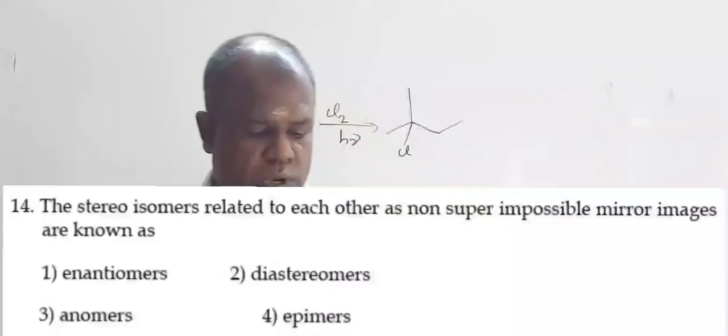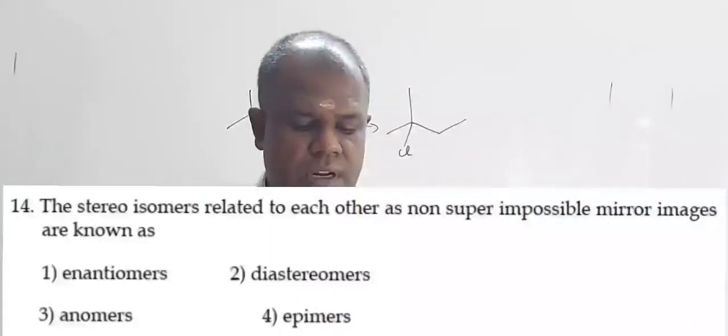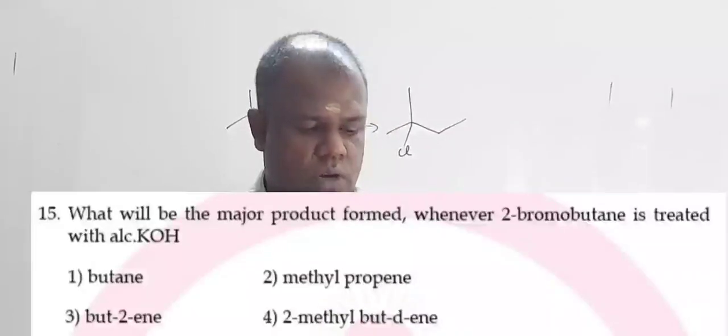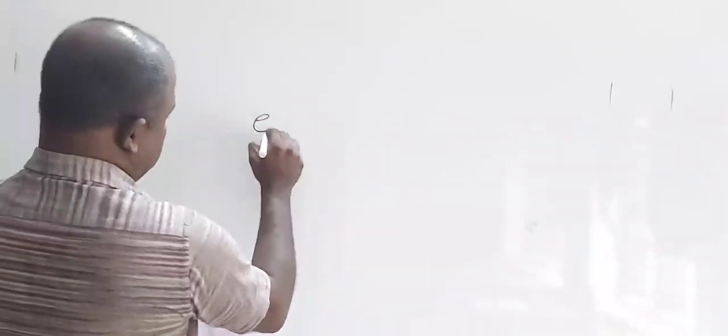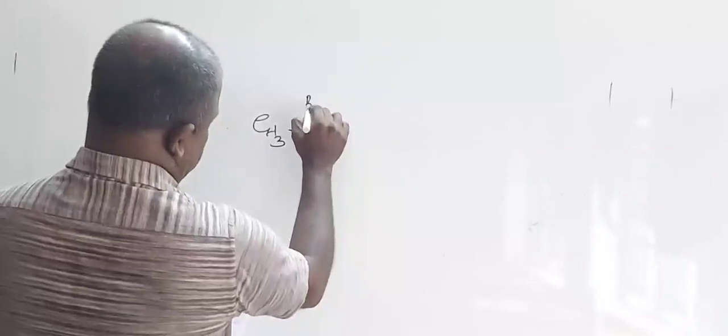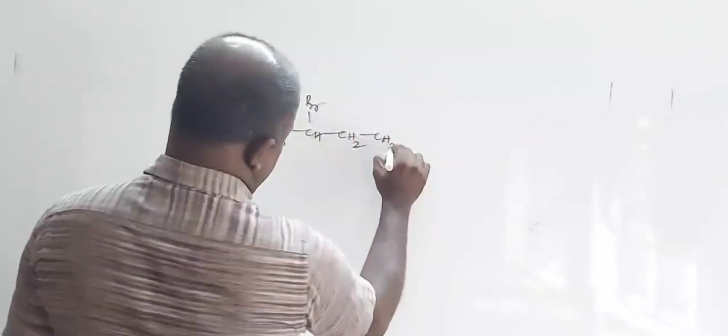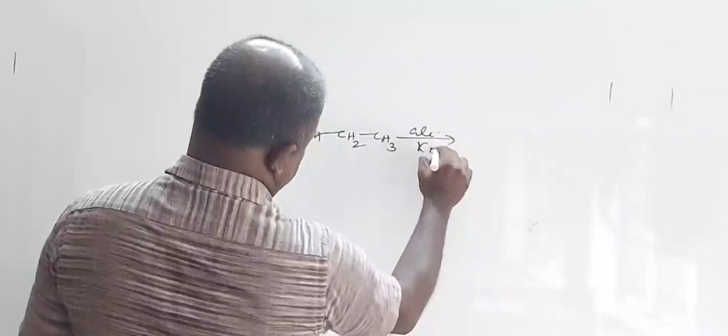Question number 14: the stereoisomers related to each other as non-superimposable mirror images are called enantiomers. Question number 15: what will be the major product formed when 2-bromobutane is treated with alcoholic KOH? Alcoholic KOH is a dehydrohalogenating agent. This is 2-bromobutane, CH3CHBrCH2CH3, with alcoholic KOH, a dehydrohalogenating agent.